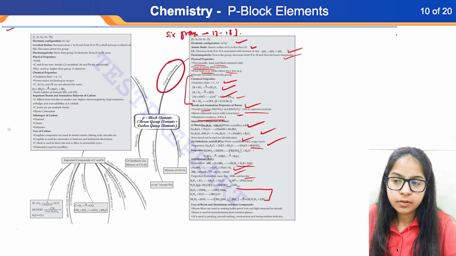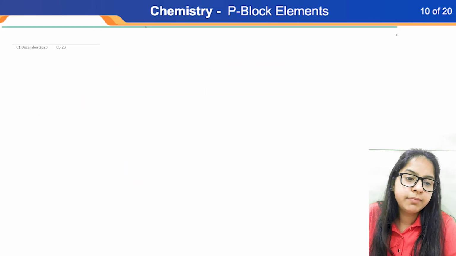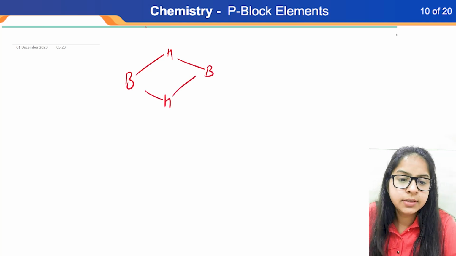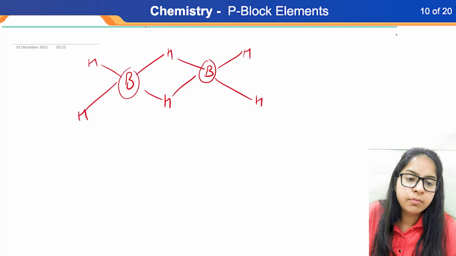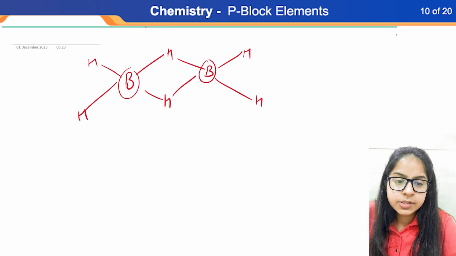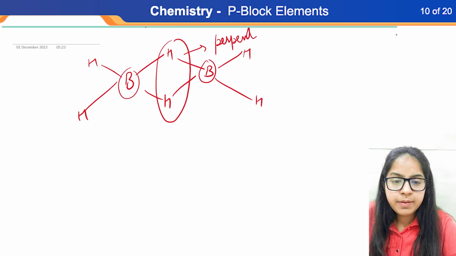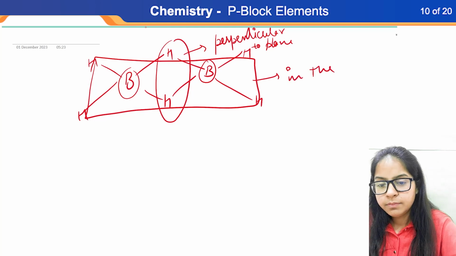These are the important reactions. What are they? We have B2H6, a diborane kind of structure. You need to remember the structure for this. These are the bridging hydrogens, and these are the terminal hydrogens. Bridging hydrogens connect both the borons. The terminal hydrogens are perpendicular to the plane. All of these atoms, the two borons and four hydrogens, are in the plane.